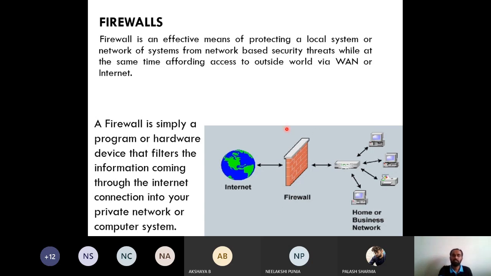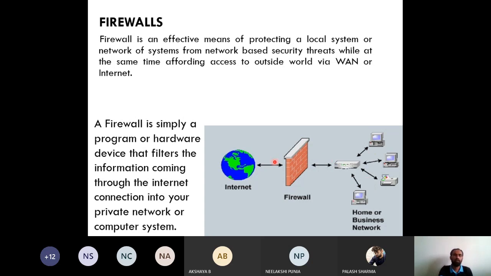In this perspective, you have to understand one thing. This firewall is used to secure the local devices or local network, not the internet. So whatever request comes from the internet has to be checked at the entry level by the firewall before you allow it inside to the local network or local devices.